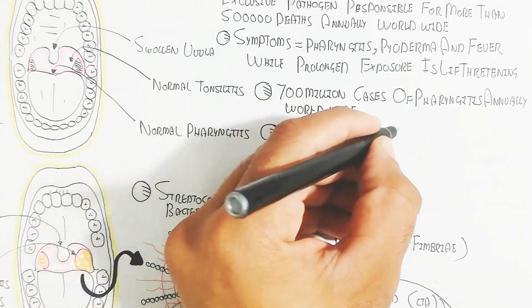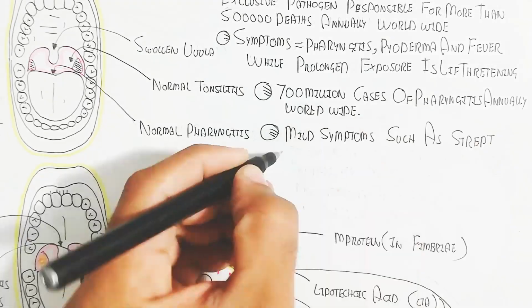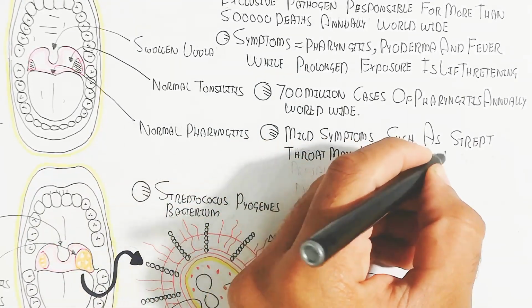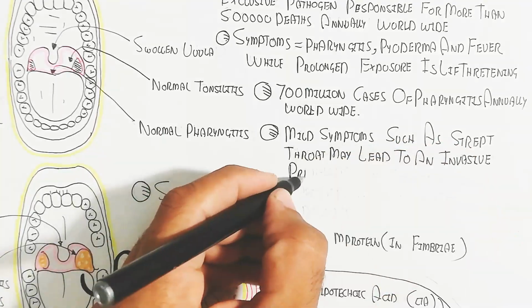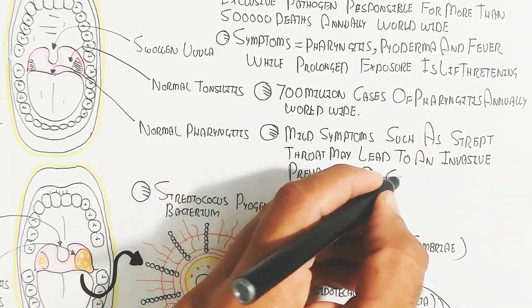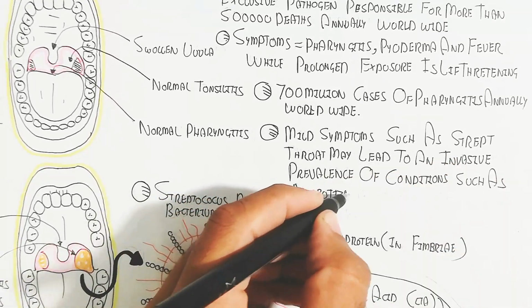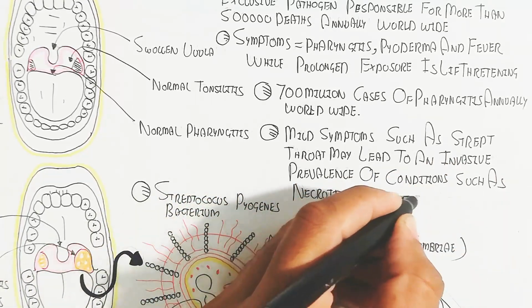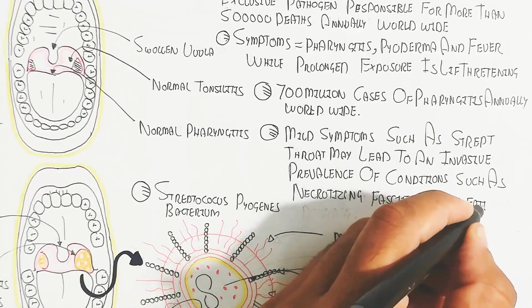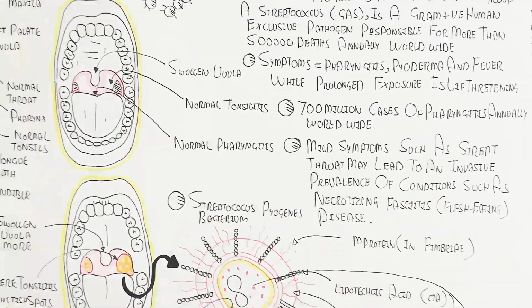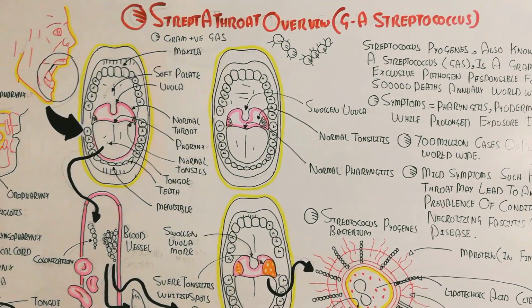There are 700 million cases of pharyngitis annually worldwide, and mild symptoms such as strep throat may lead to invasive conditions such as necrotizing fasciitis, the flesh-eating disease. In this way, the muscle will be degraded.